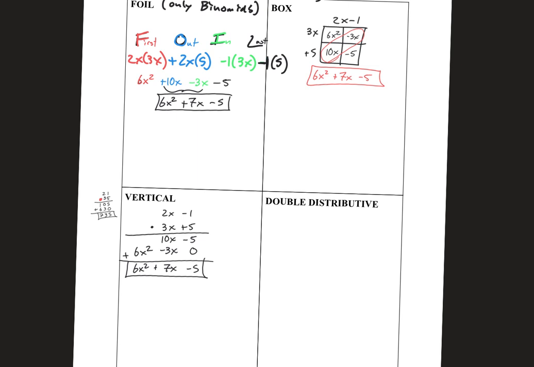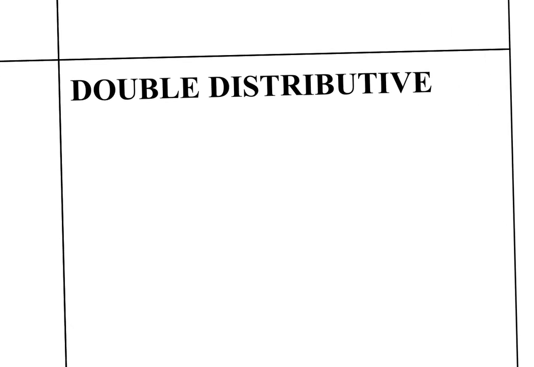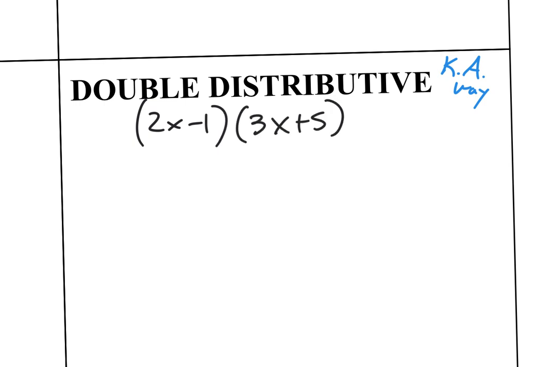Easy peasy. All right. The last way I'm going to show you is called double distributive or double distribution. And this is actually, when you look at Khan Academy and you look at the hints, how they do it on Khan. So I'm just going to write KA's way. You'll see them do it this way. So let's just recopy down the problem. It's 2x minus 1 times 3x plus 5. And this is all they do.